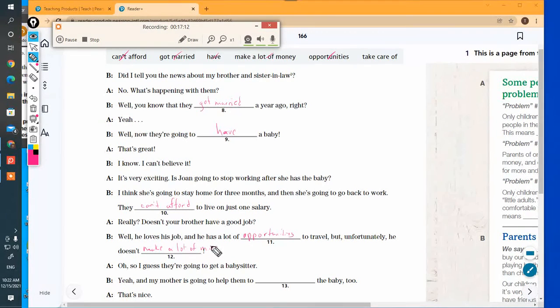Oh, so I guess they're going to get a babysitter. Yeah. And my mother is going to help them to take care of the baby too. That's nice.